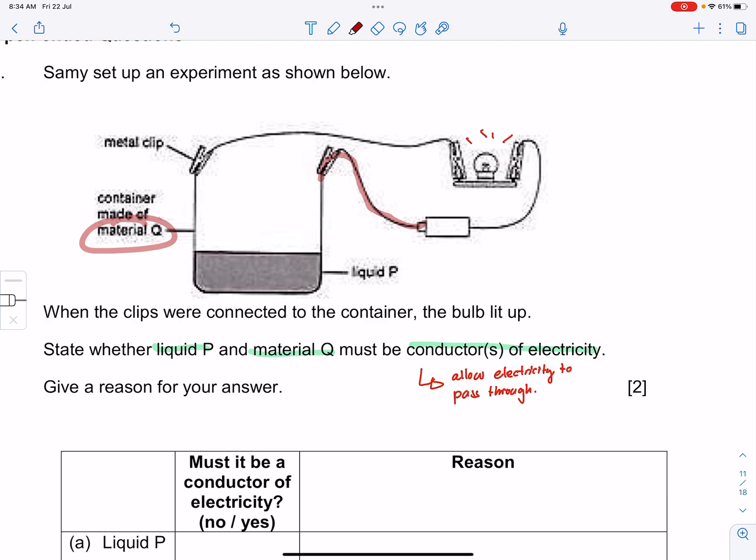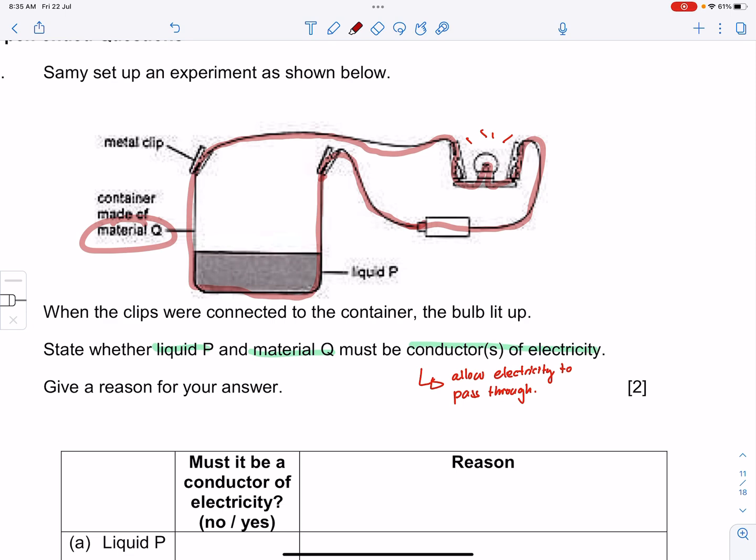Now, because the contact of the wires is with material Q, it doesn't matter if your liquid P is a conductor of electricity or not, right? Because it is not in direct contact with the wires. So the one that needs to be a conductor of electricity would be your container Q. So the electric current can then flow this way, making it a complete circuit. So it doesn't matter whether or not your liquid P is.